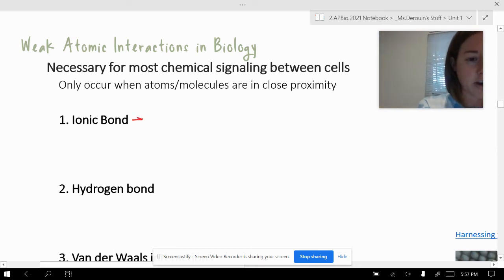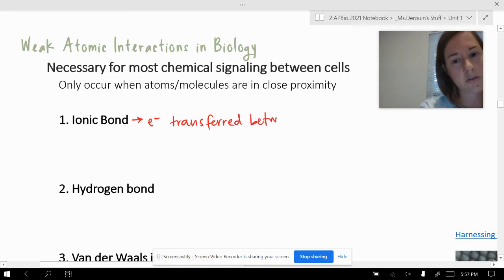So this is, we already kind of talked about it, but electrons transferred between atoms. This is important for salts.